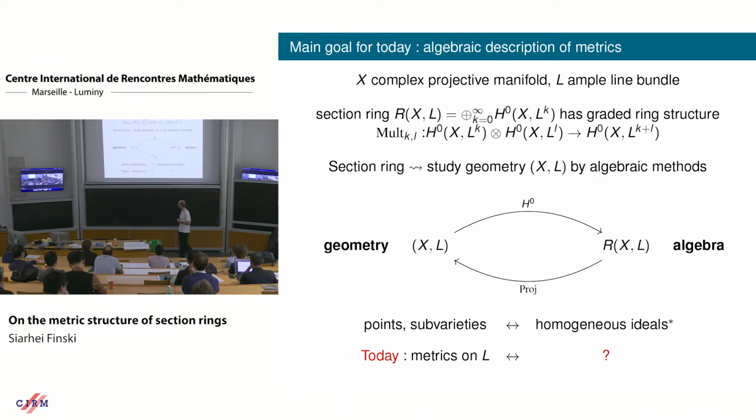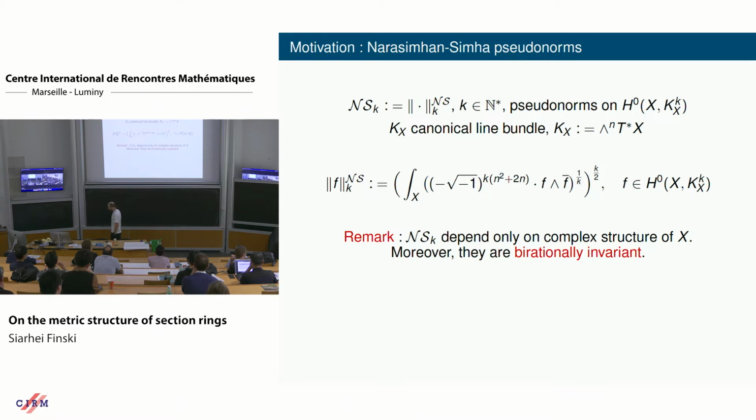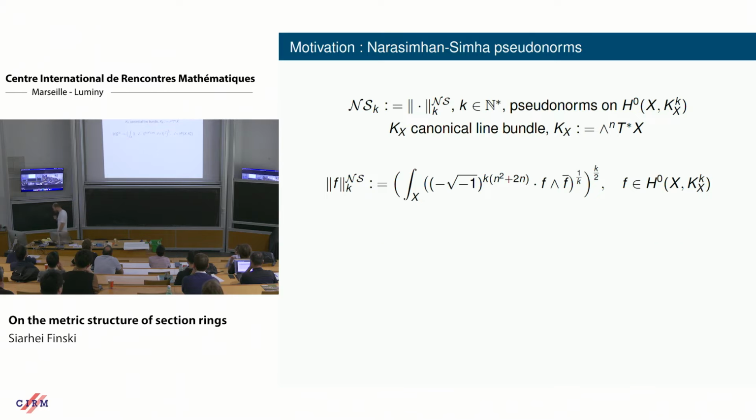Okay, I'd like to pause for a minute and explain the motivations for such a question. Of course, it's pure curiosity, one can say. That's true. But sometimes, as I will explain, there are objects which are better described on the algebraic side, and knowing whether they correspond to a geometric object really makes a difference. In particular, the objects which I will be considering today on the right-hand side are the sequence of pseudonorms called Narasimhan-Simha pseudonorms. This sequence of pseudonorms was introduced in the 60s by those two authors.